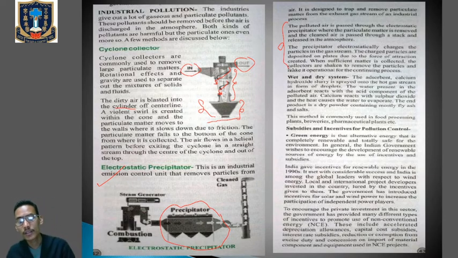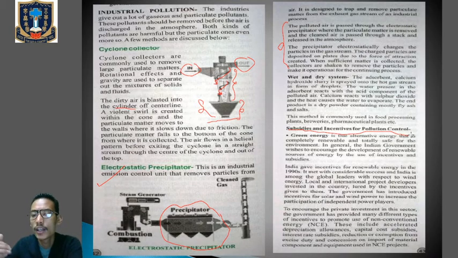Okay, now let's talk about the subsidies and incentives for pollution control. Next topic, subsidies and incentives for pollution control. So the first one is green energy. Green energy is the alternative energy that is completely renewable, which can be used again and again, and is totally safe for the environment. Renewable means energy which can be used again and again, and it's totally safe for the environment. It doesn't cause any harm to the environment when it is being used.